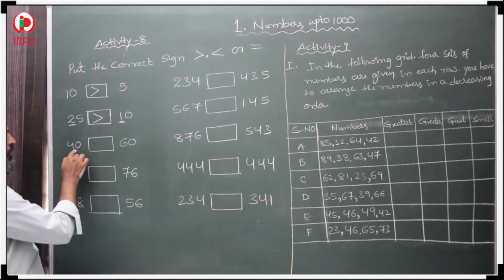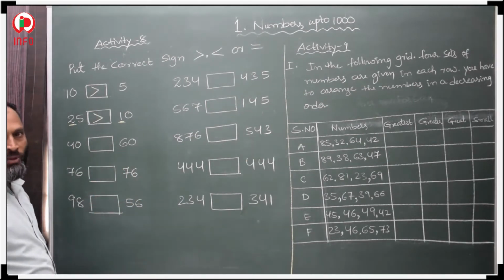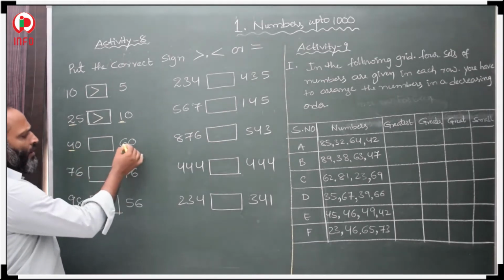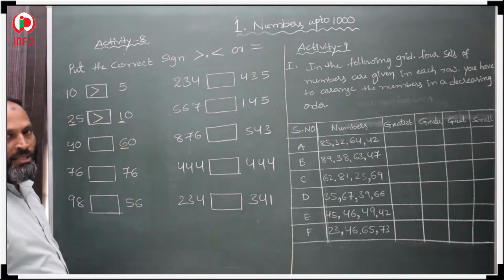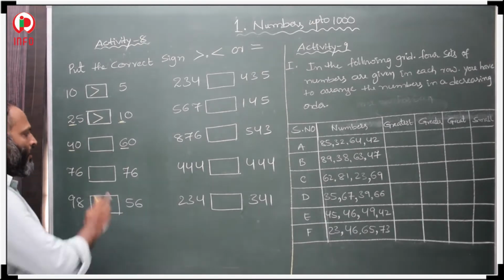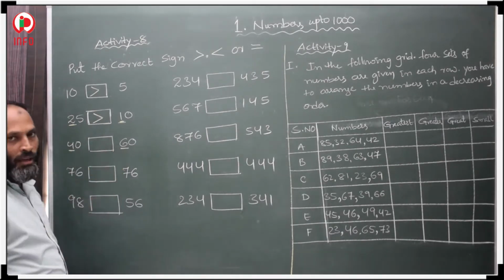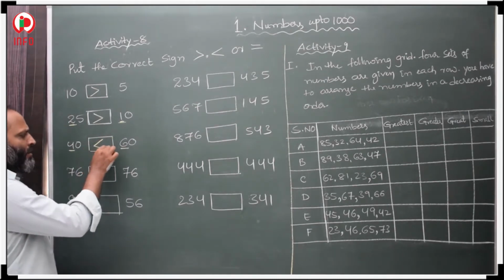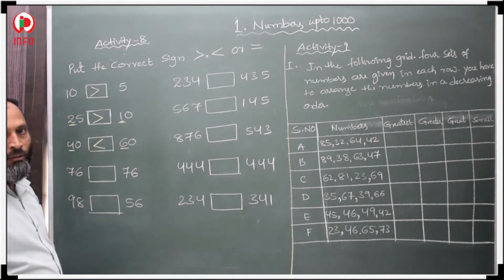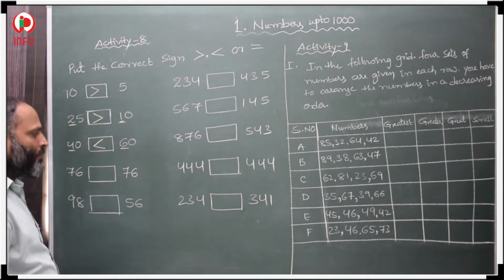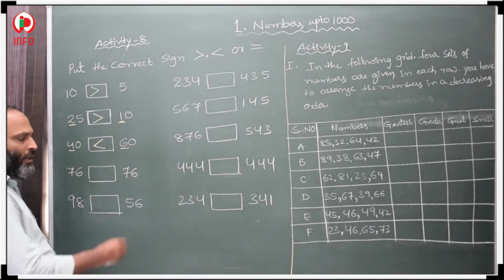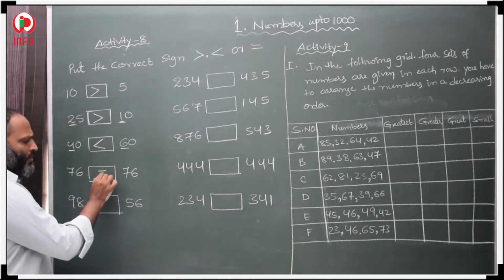And after that 40 and 60. These two are 2 digit numbers. So in this we have to compare the first digit, that means tens digit. 4 and 6. In 4 and 6, 4 is less. 4 is less than 6. It means 40 is less than 60. And again here 76 and 76. Both are equal, same. So we keep equal to sign.